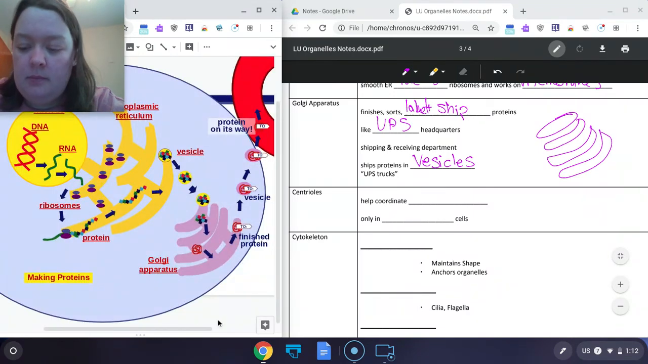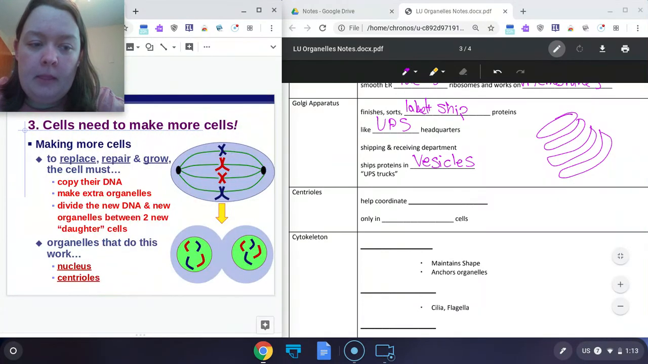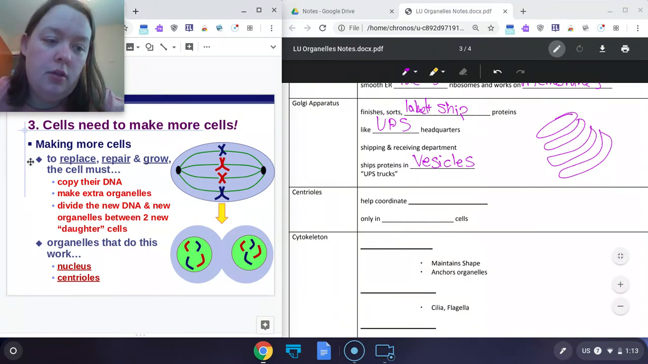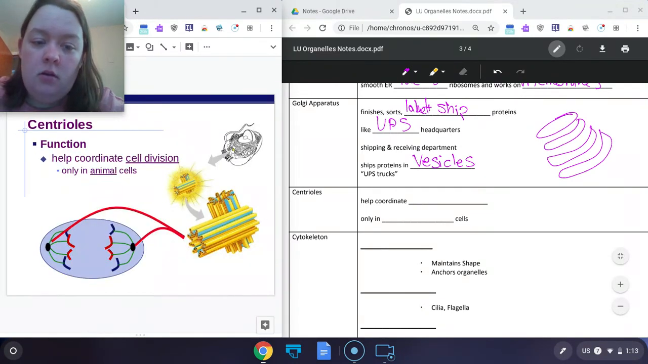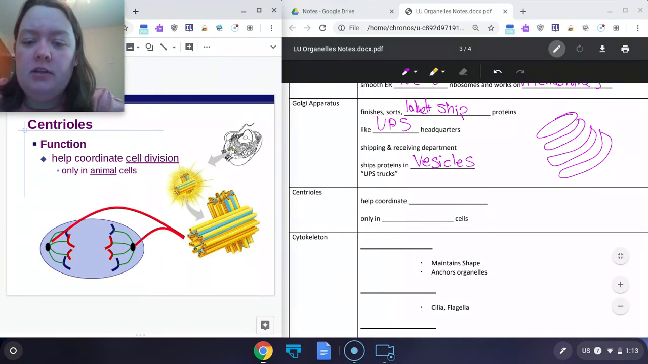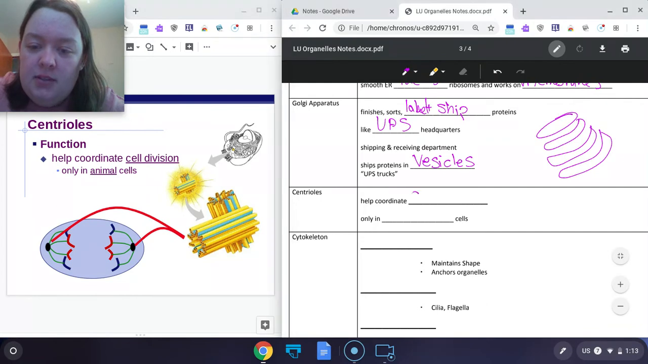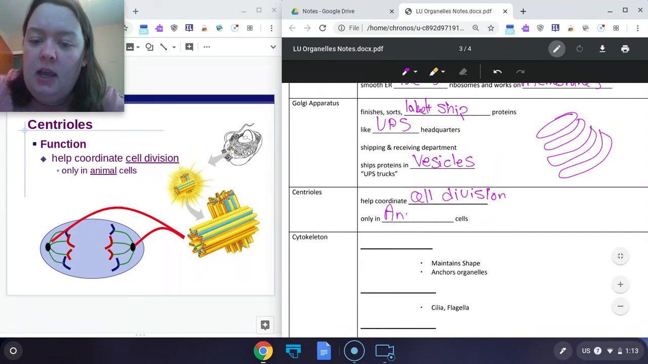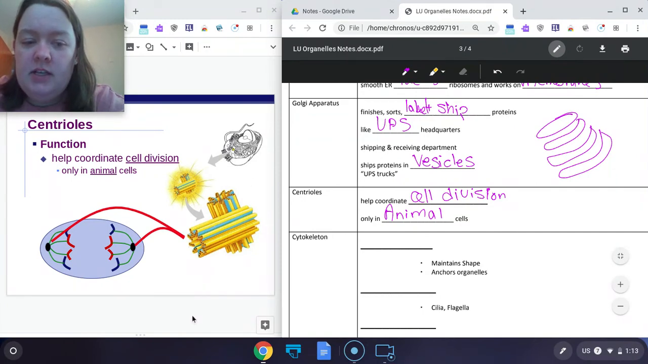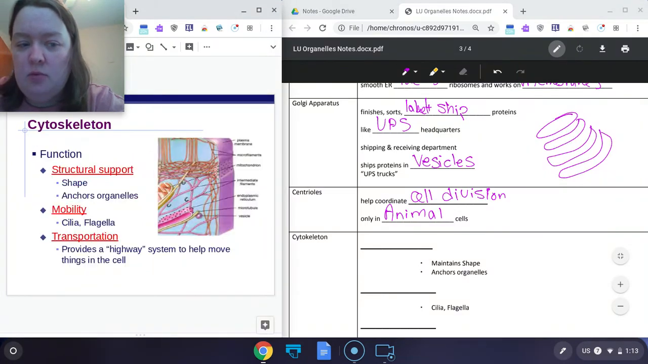The next organelle that we are going to talk about is going to help in creating new cells, because remember, our third function of cells would be to make new cells. So the first organelle we're going to talk about in that category is the centriole, and these are going to help with cell division. So they help move DNA during cell division, but only in animal cells. So centrioles, they look like this. They almost look like yellow Twizzlers. And their job is to help move DNA during cell division, but they're only found in animal cells.